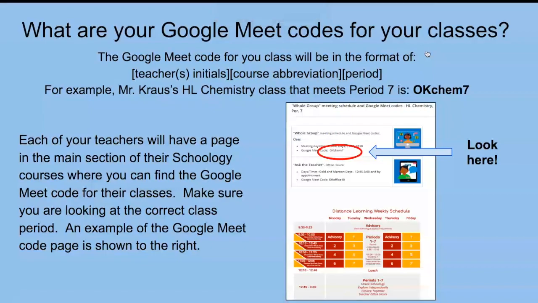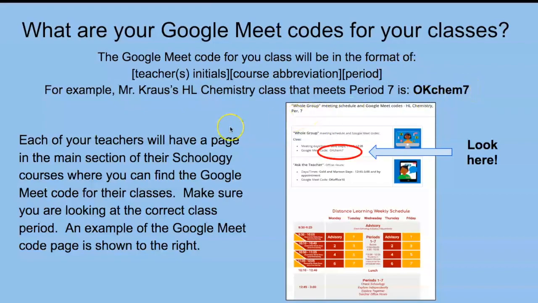All right, let's talk about how to find the Google Meet codes for your different classes. In general, the Google Meet code will be in a format that looks something like your teacher's initials. If you have more than one teacher in a class, it might be some multiple initials, a short abbreviation of the course name, and then what period you're meeting. So, for example, my HL chemistry class that meets during period 7, the meeting code would look something like this: OK for Otto Kraus, Chem for chemistry, and then 7 for period 7.